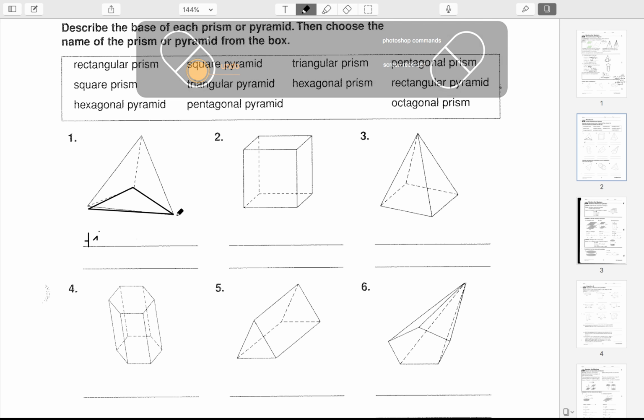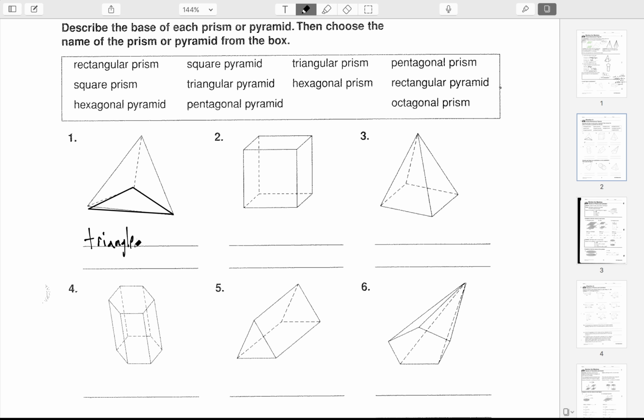Okay, triangle. It has a triangle base, and then is this a prism or a pyramid? So it would be a pyramid. Now before you go too far with it, you know it's a triangle and a pyramid, and look at your word bank. How should we really call it? A triangular pyramid. Let's do one more, and then you can take off and try this on your own.